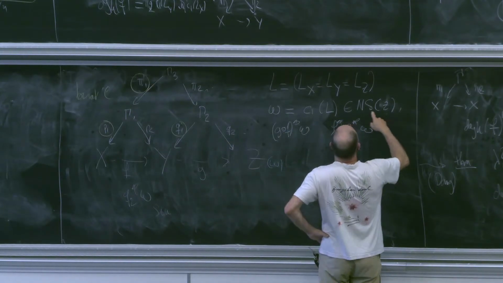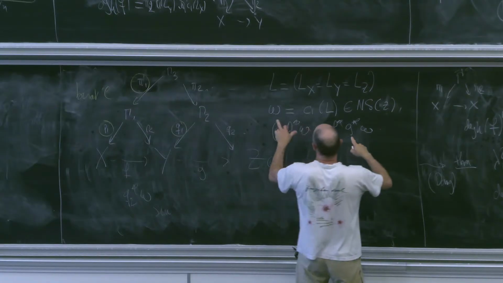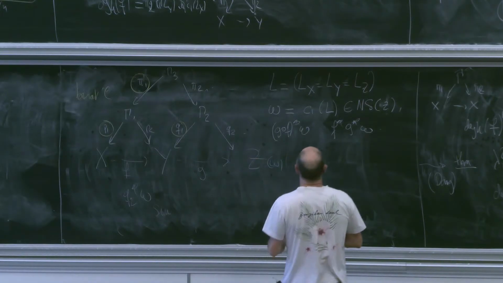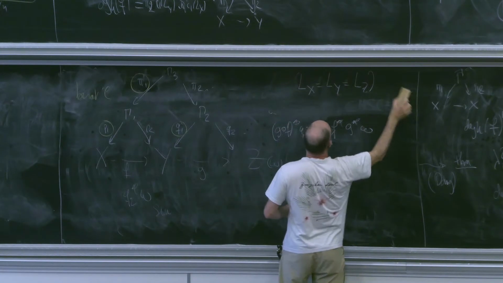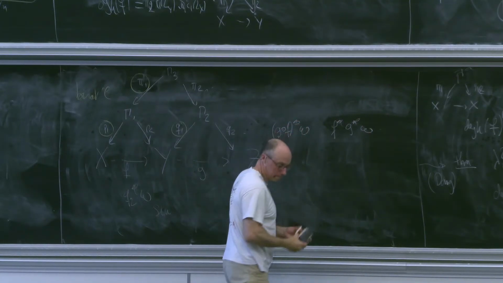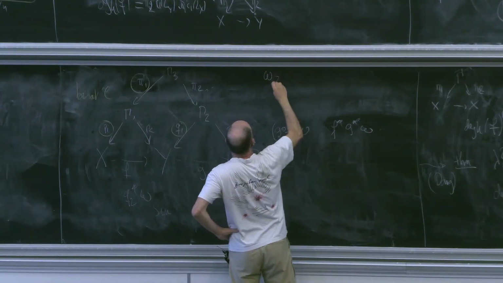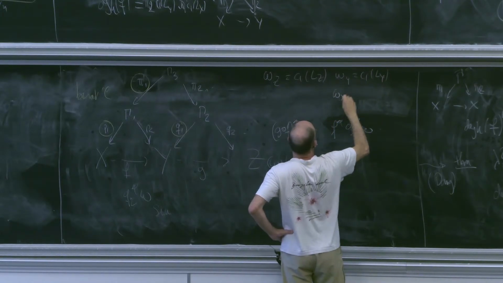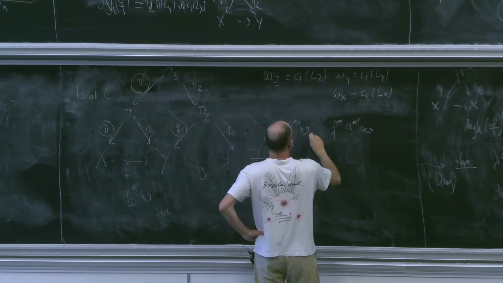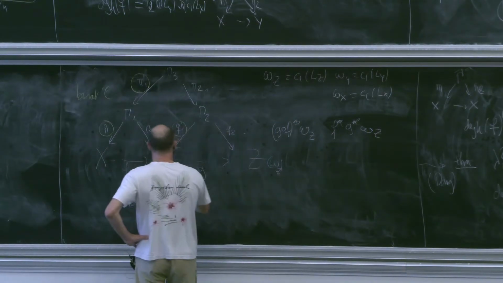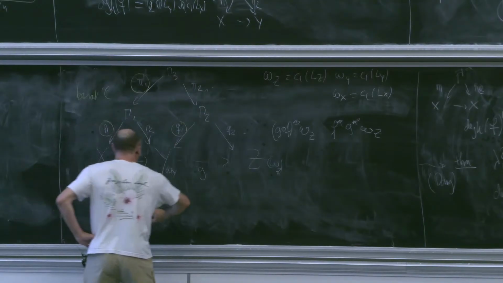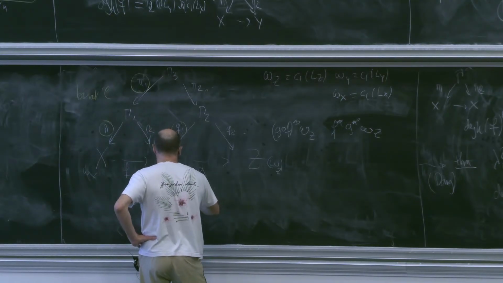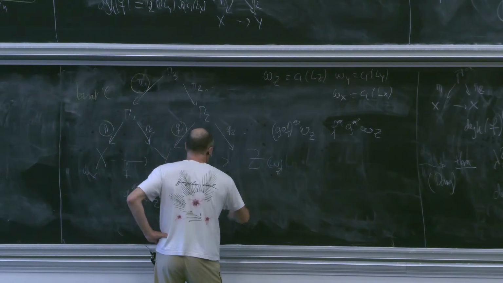In my wonderful notation, there are the three classes. Omega z is C1 of Lz, omega y is C1 of Ly, omega x is C1 of Lx. And I want to compare these. Omega z is here, omega y is here, omega x is here. And I'm going to apply SU to the pullback by Q2 of omega z versus the Q1 pullback of omega y.